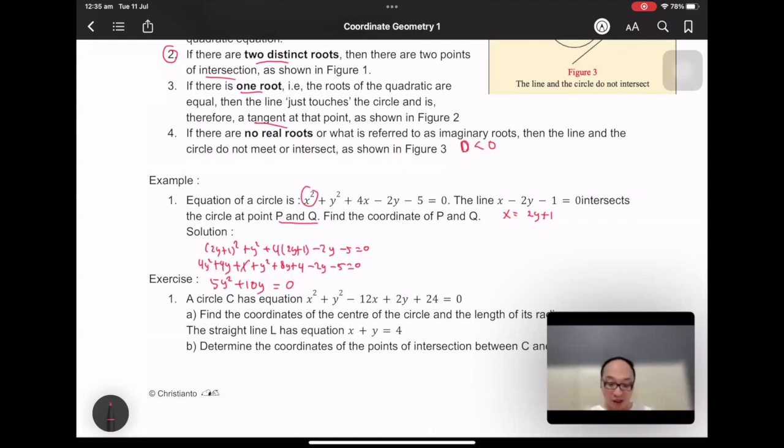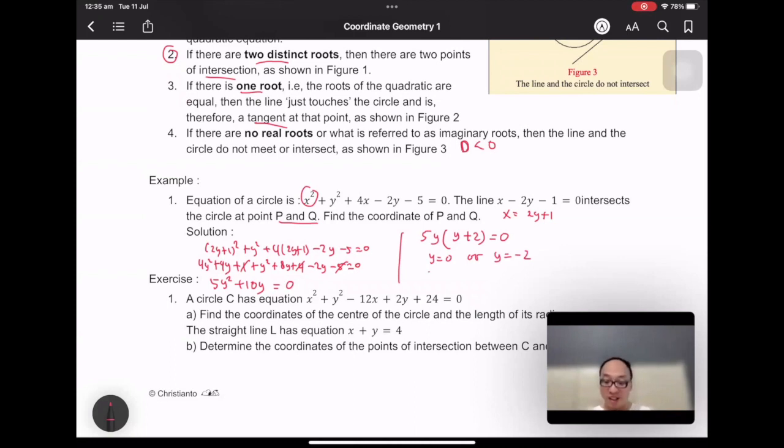We can cross this here. So this is the equation. This is the quadratic equation, so we can do the factorization: 5y(y plus 2) equals 0. So we have y equals 0 or y equals negative 2.